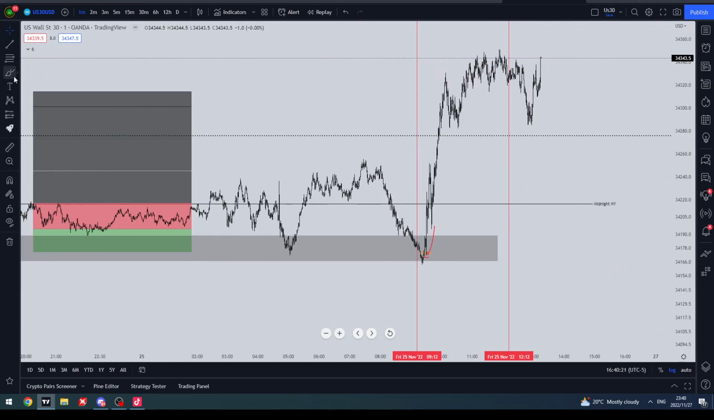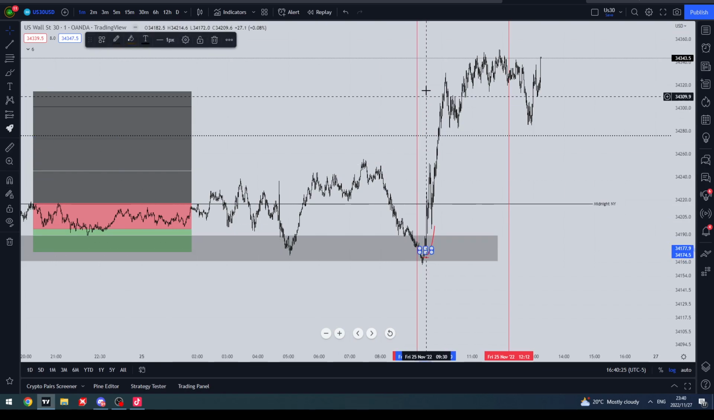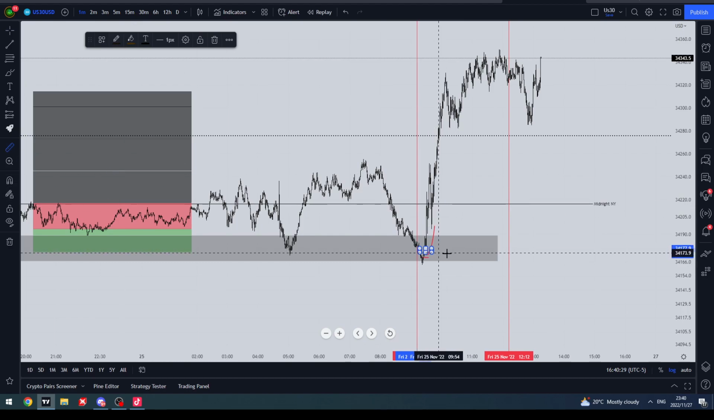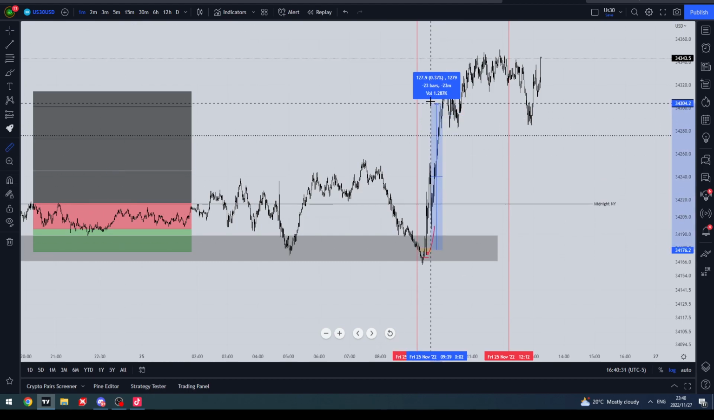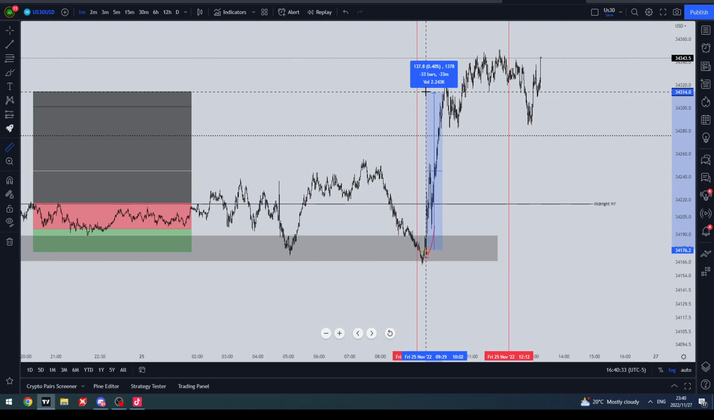Because we were targeting 3.5 standard deviations, your move was from here. Sorry, let's do that again. From down here somewhere all the way up here, it was a $137 move.